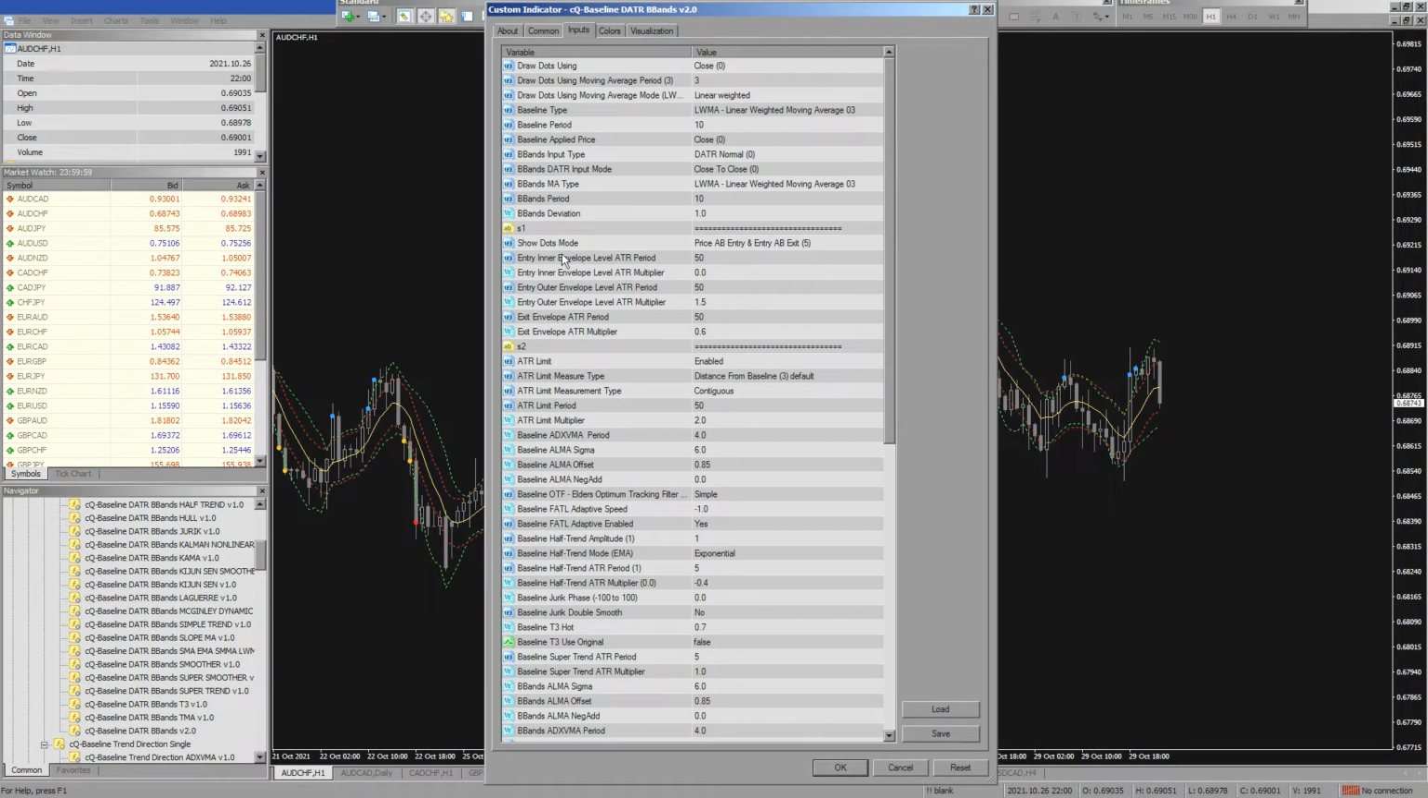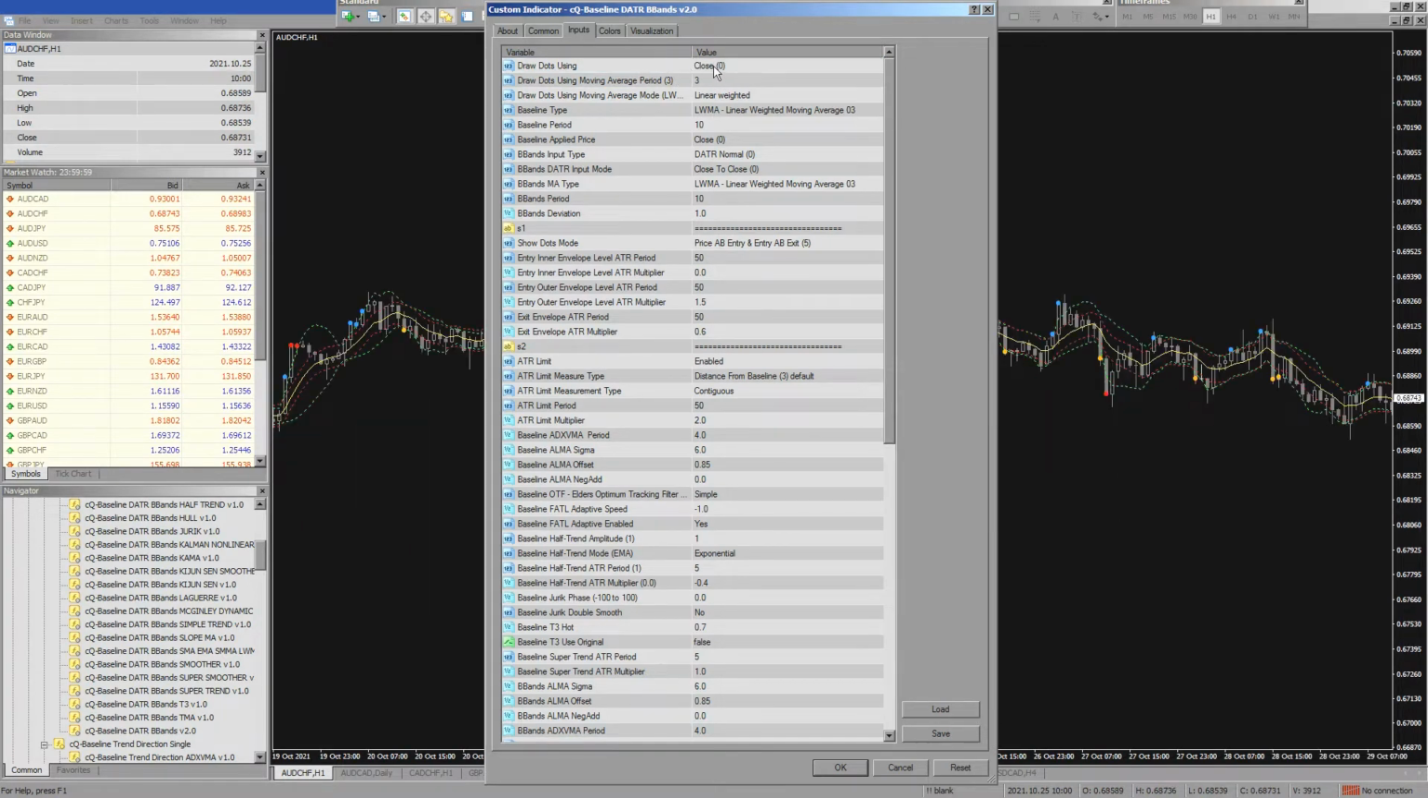And I'll explain what these are as we go through these various parameters, especially when we get to this. But I added this, how the dots are drawn. I draw the dots using the close, the baseline applied price, or a moving average. And the moving average is this. This is the period, and this is the type. Just have the 4 basic types.